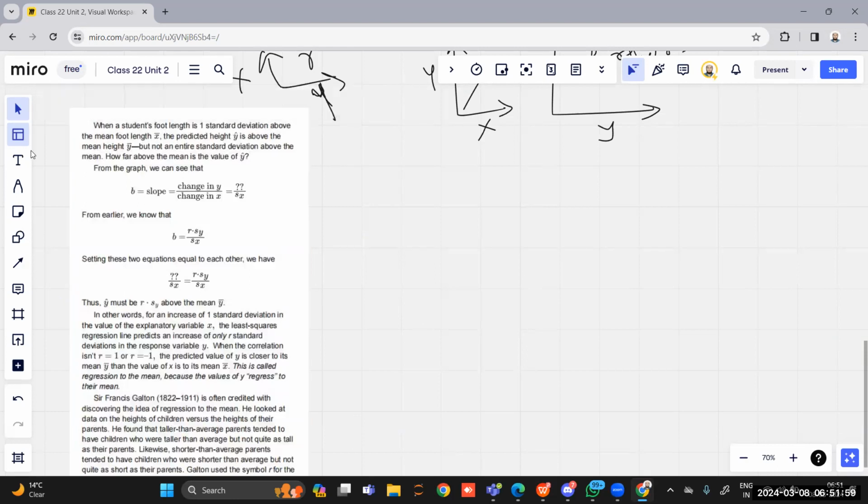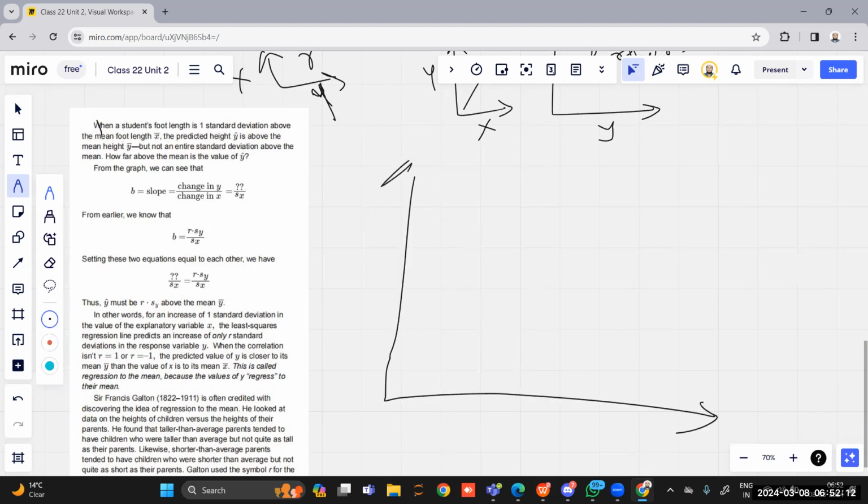Okay, what he's trying to explain is: when a student's foot length is one standard deviation above the mean foot length x bar, what does that mean? Suppose this is our regression line, and the student's foot length is one standard deviation away from x bar. For example, suppose our x bar was 5 and our standard deviation was 1. So what will be the foot length of the student?